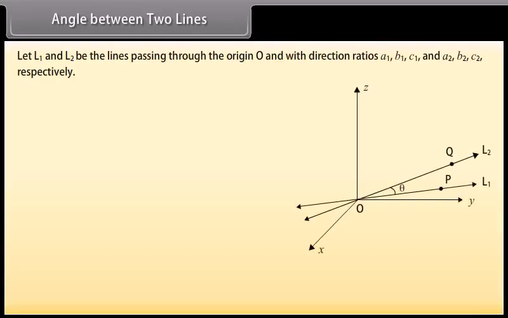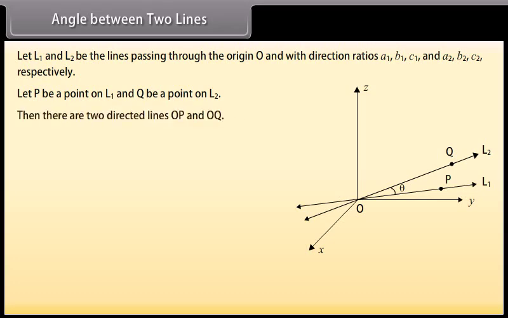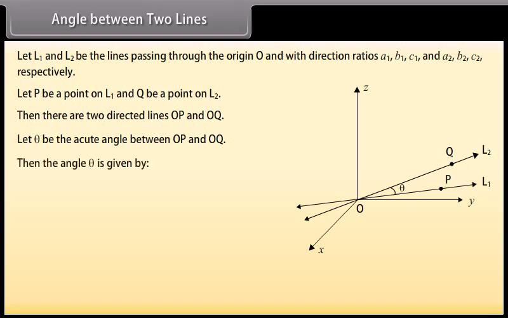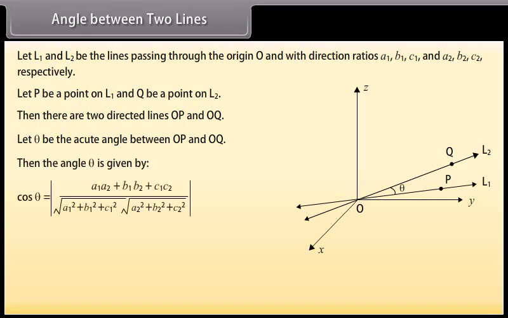Angle between two lines. Let L1 and L2 be the lines passing through the origin O and with direction ratios a1, b1, c1 and a2, b2, c2 respectively. Let P be a point on L1 and Q be a point on L2. Then there are two directed lines, OP and OQ. Let theta be the acute angle between OP and OQ. Then cos theta equals modulus of a1a2 plus b1b2 plus c1c2, divided by square root of a1 square plus b1 square plus c1 square into square root of a2 square plus b2 square plus c2 square.